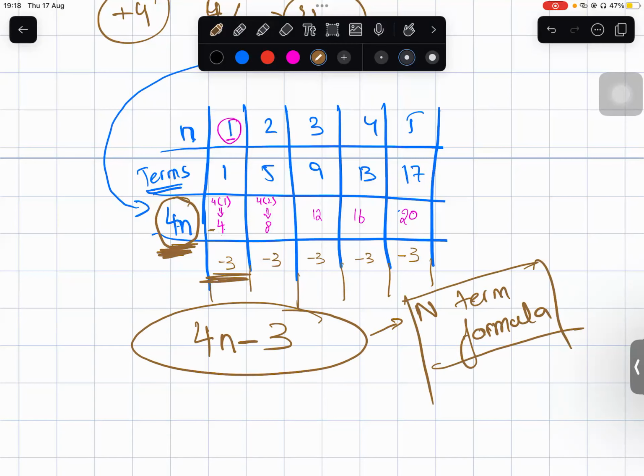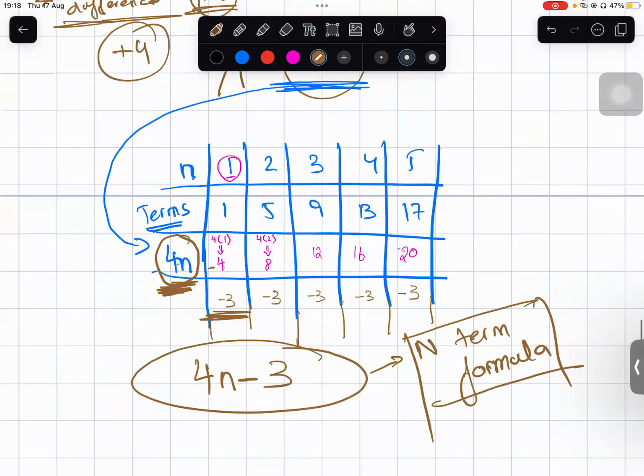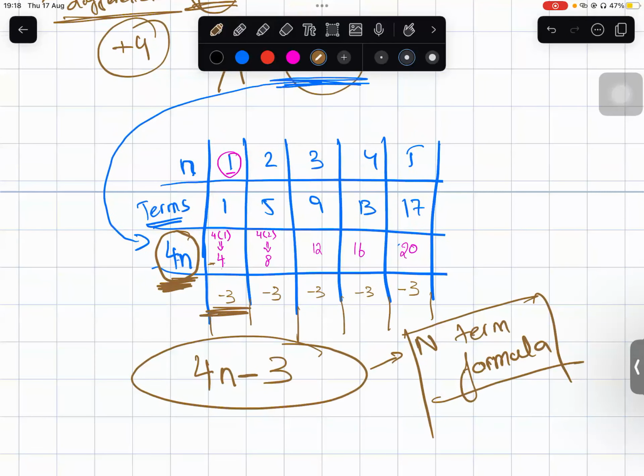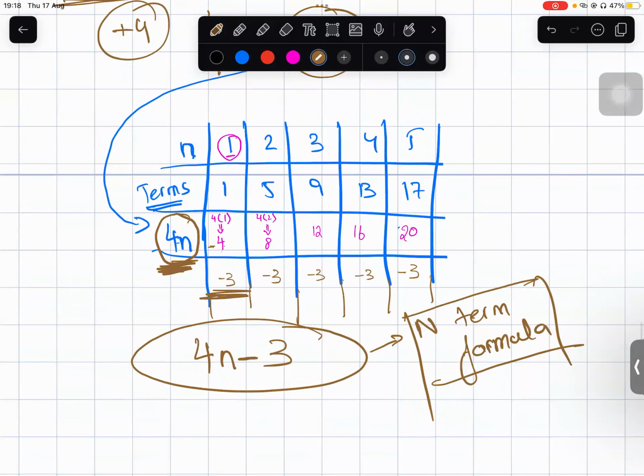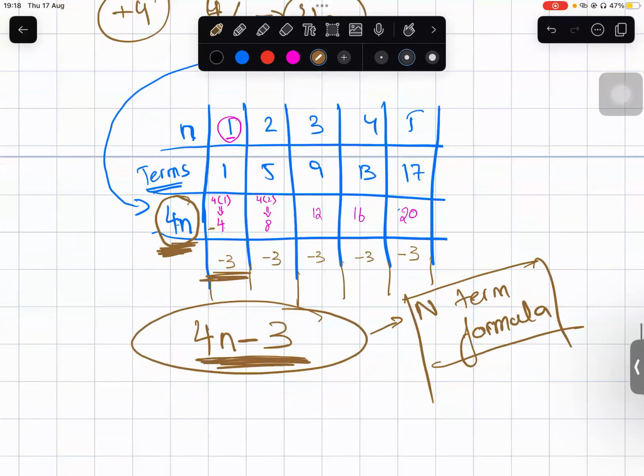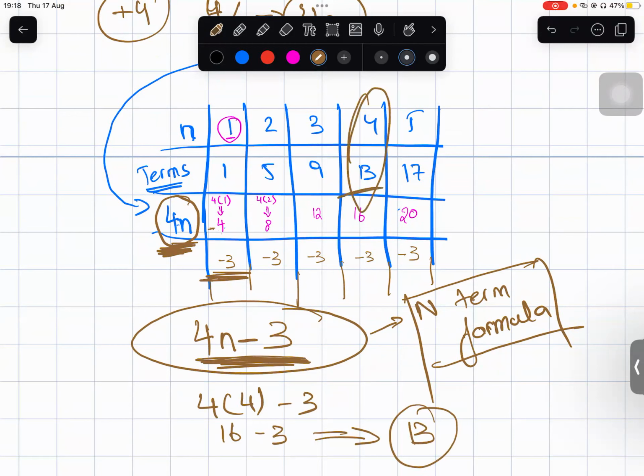So now to test if you've got this right or wrong, for example, if I ask you what would be the 4th term in a sequence whose n formula is this one, you'll just write 4 times 4 minus 3. 4 times 4 is 16, minus 3, which is 13. We see the 4th term here is 13. So this means that you calculated it correctly. Are we good? Do you understand it?